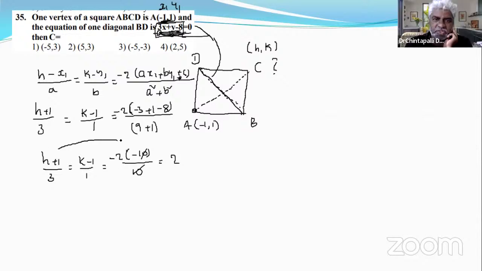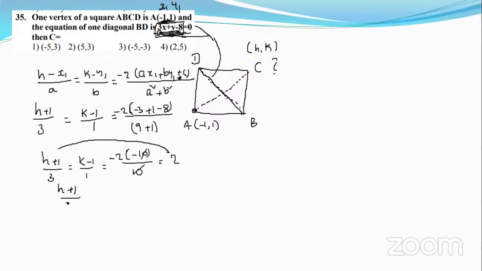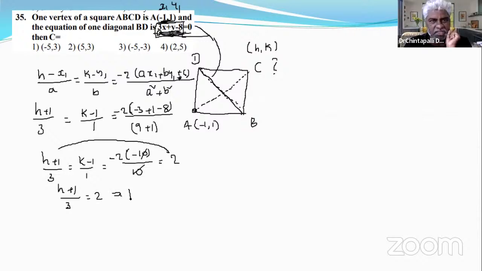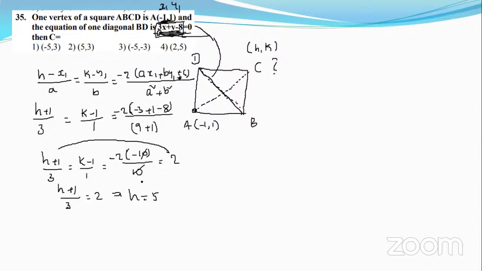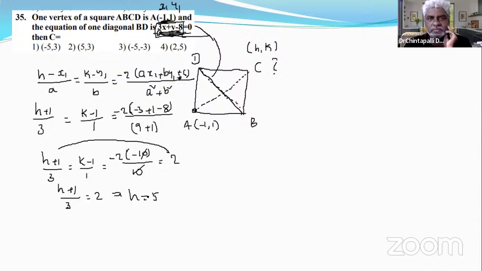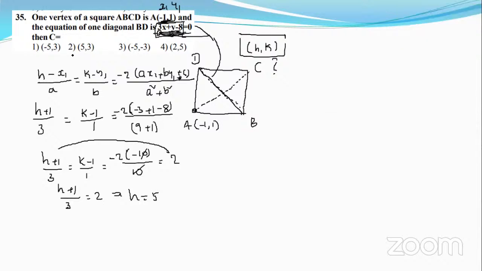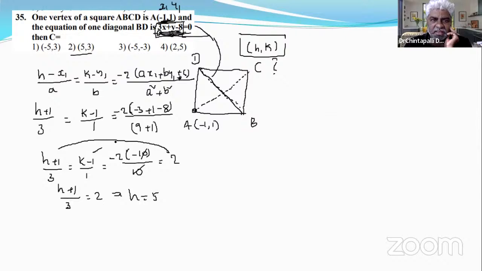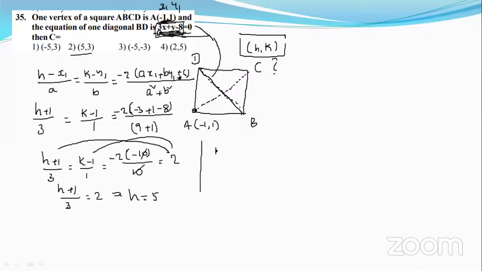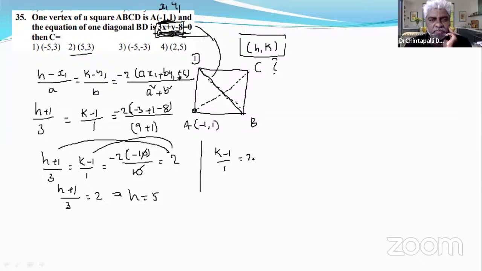When we equate these 2 values, (h plus 1) by 3 is equal to 2, so h plus 1 is 6 and h is equal to 5. Which option has h value 5? The required point is h comma k. Option 2 only is correct. For confirmation, we can find k also by equating these two values: (k minus 1) by 1 is equal to 2, k minus 1 is equal to 2, so k is equal to 3.